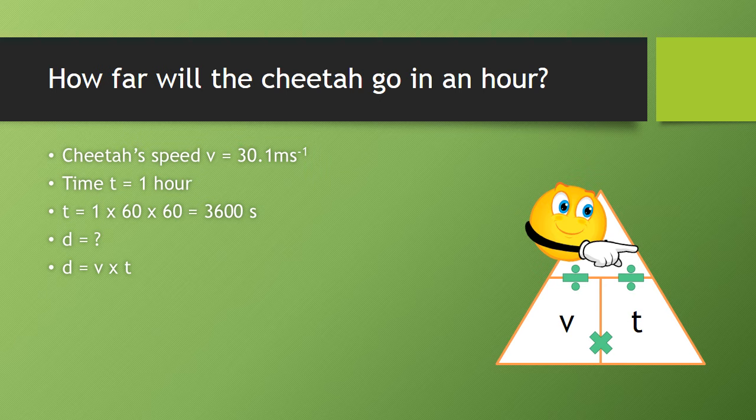And once you've done that, it's simply a case of substituting in your values. 30.1 times 3,600 gives you a distance of 108,360 meters, which is about 108 kilometers. And that means that the cheetah is going slightly above our speed limit here in New Zealand, travelling 108 kilometers in the hour.